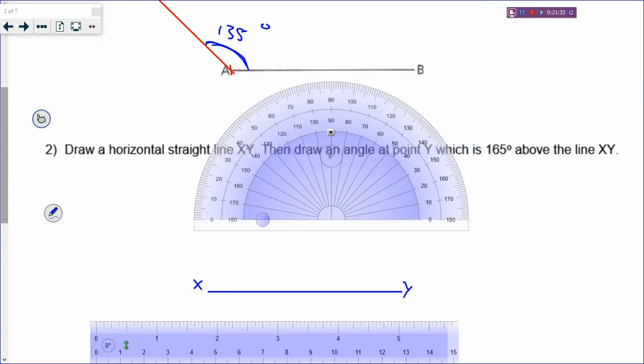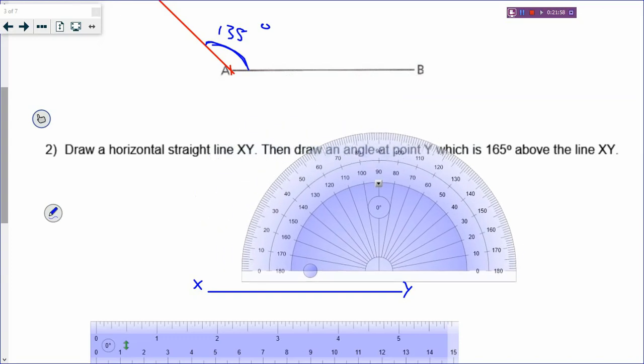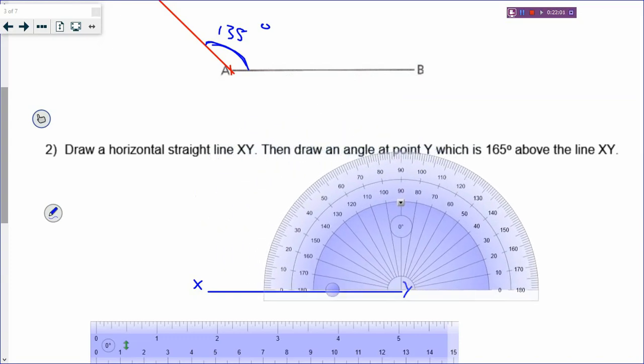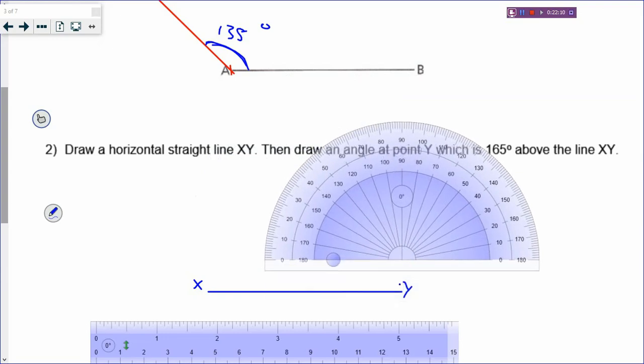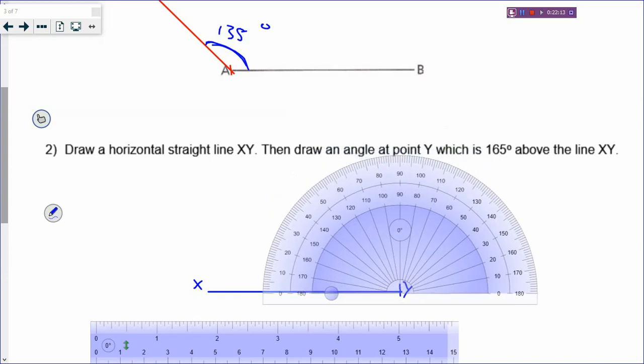So once again, where is the baseline of the protractor? The baseline is the horizontal line where the line touches zero. I can't really show you on the screen, but it's not the bottom of the protractor. It is actually the horizontal line that crosses the zero and the 180 degrees. That is the baseline. And you put the center point of the protractor onto the end of the line, which is Y, at the end of the XY.